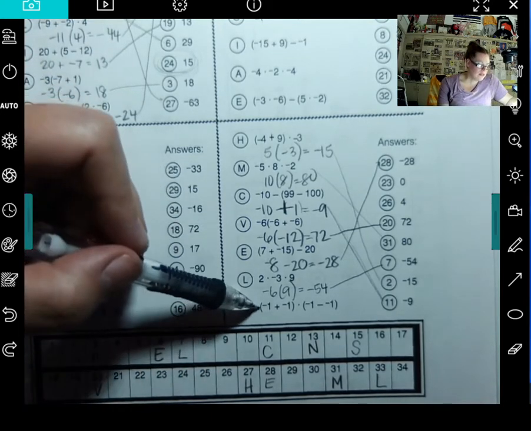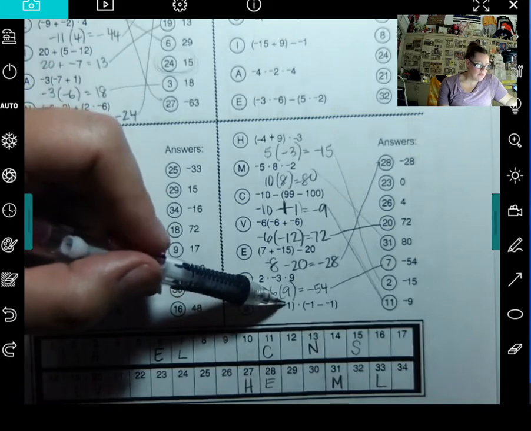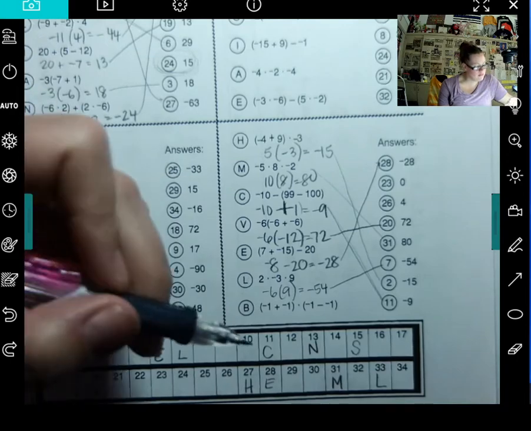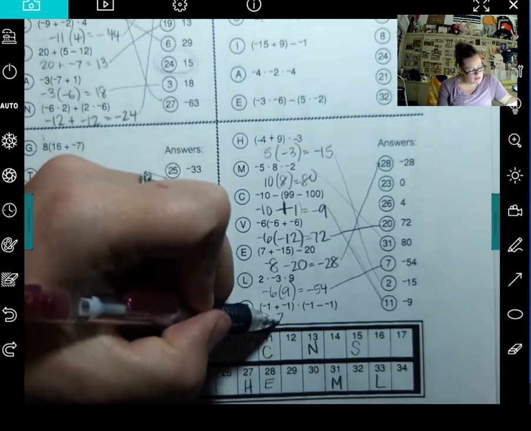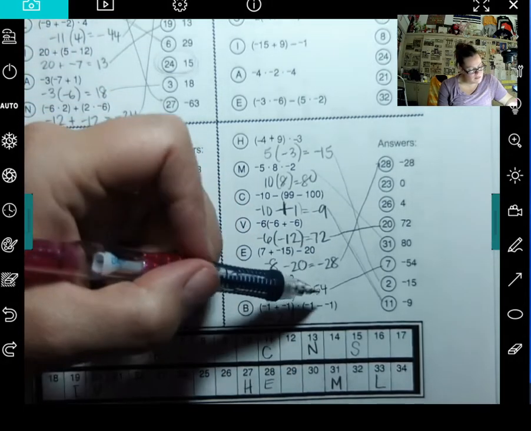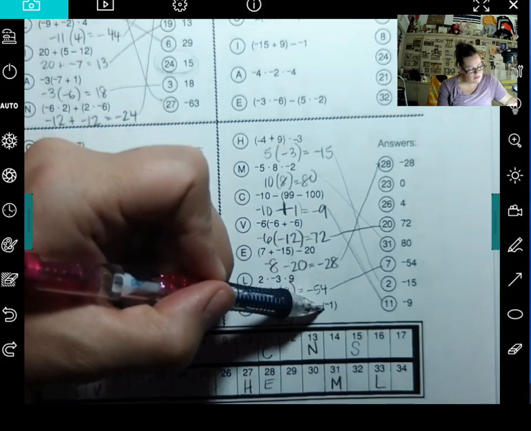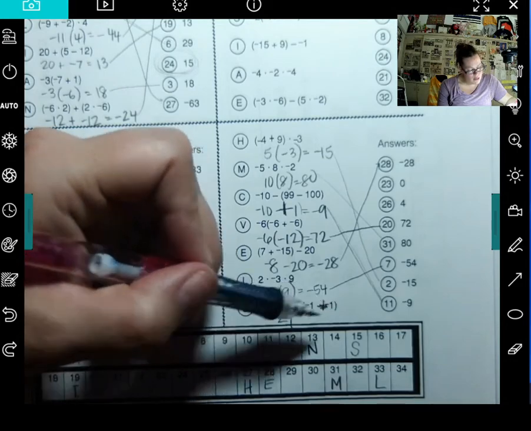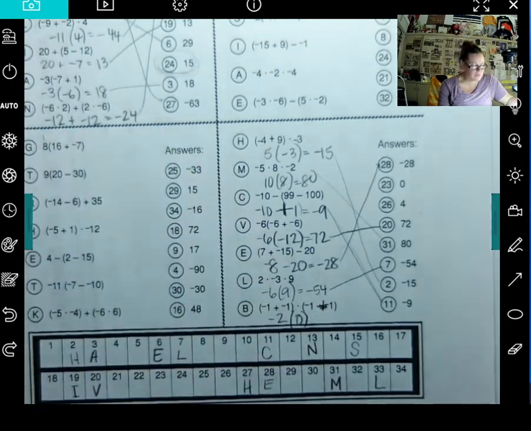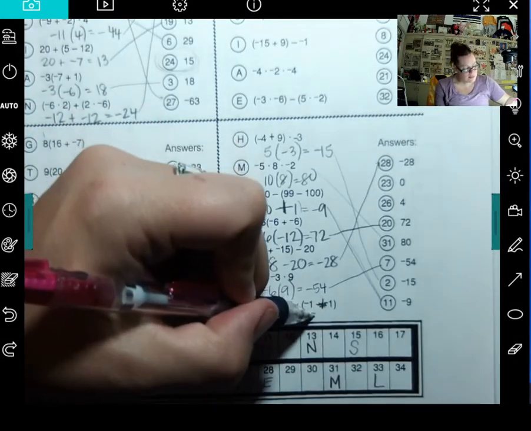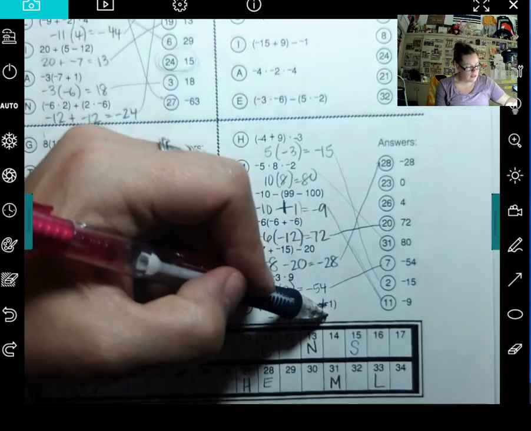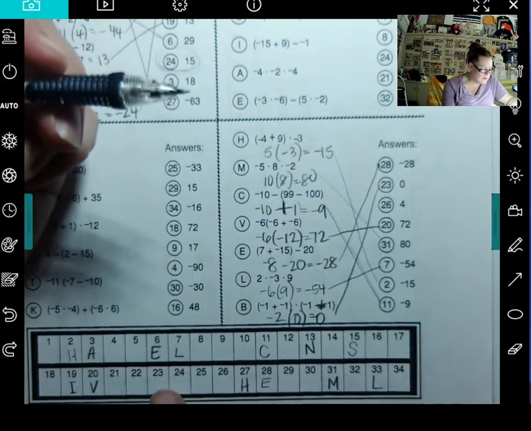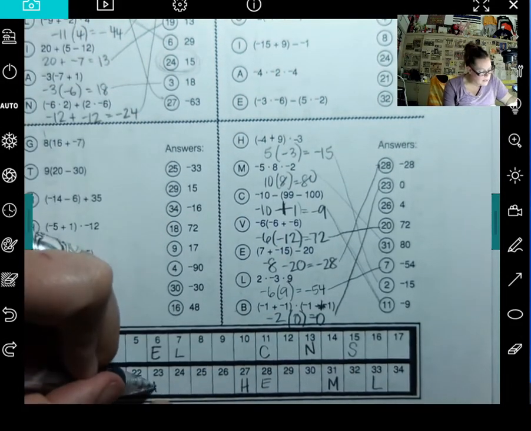The last one in this box is negative 1 plus negative 1 times the quantity of negative 1 minus negative 1. Oh, so negative 1 plus negative 1 is negative 2. Times negative 1 minus negative, so that's a plus. So negative 1 plus positive 1 gives us a 0. Negative 2 times 0 is 0. So that would be number 23. So number 23 has the letter B.